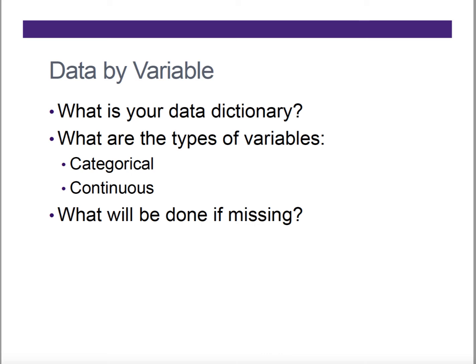Under continuous, you can actually have things like blood pressure and height, but you may forget about where count variables fall in. Do they fall under categorical? So you're counting the number of times something happens, 1, 2, 3, 4, 5 plus, or are you actually capturing the number of events? And do you have time to event information? So what will be done also if those variables are missing?